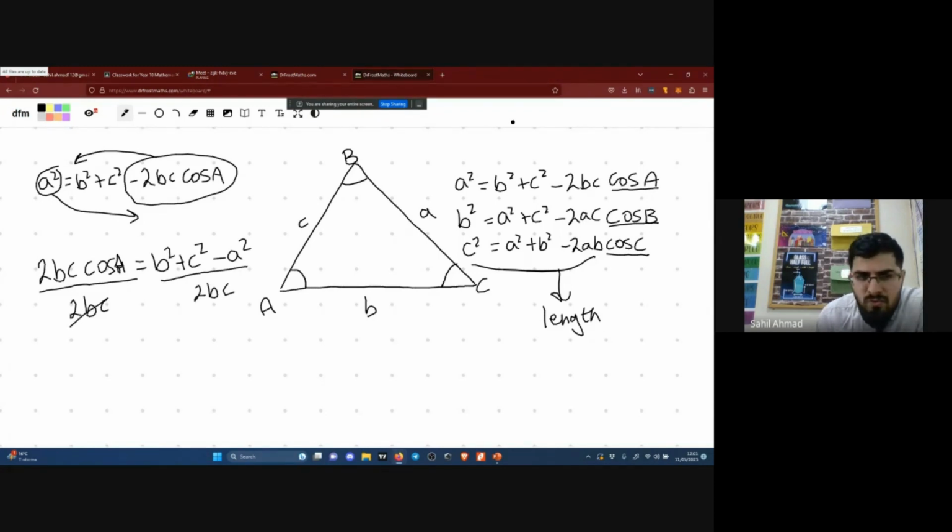It allows us to cancel this from here and here, which means now on the left hand side we're only left with cos A. So cos A is equal to, and on our right hand side we have all of the other sides, which is b squared plus c squared minus a squared all over 2bc. Okay, so this is the theory of the cosine rule.